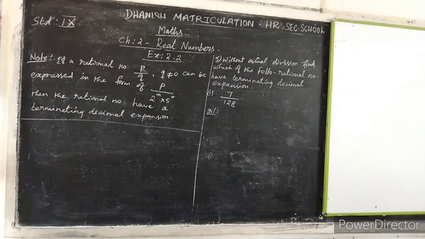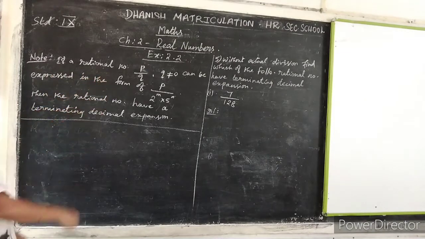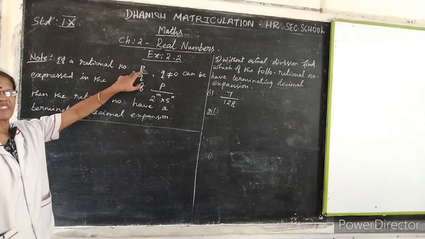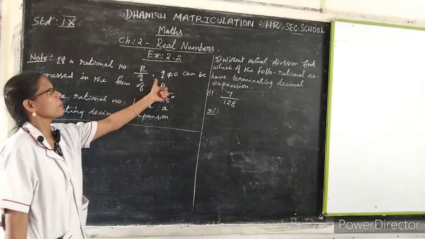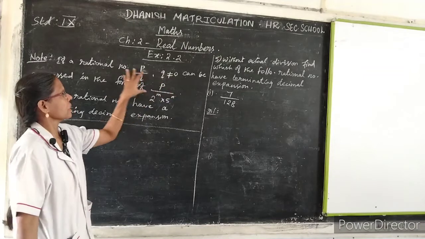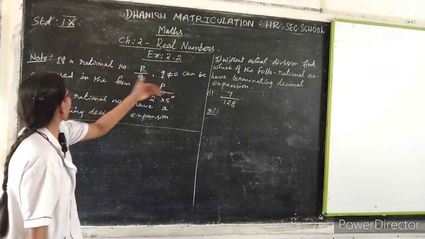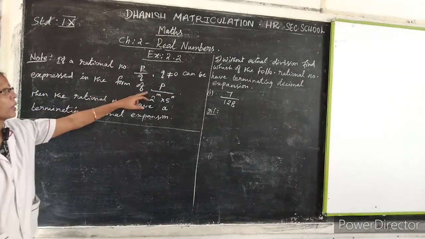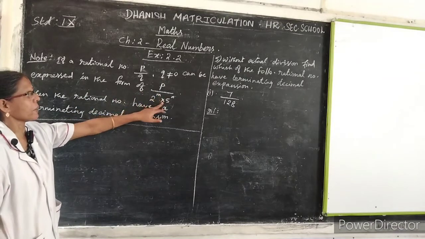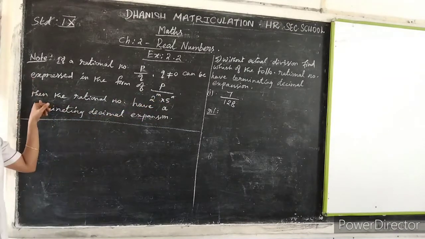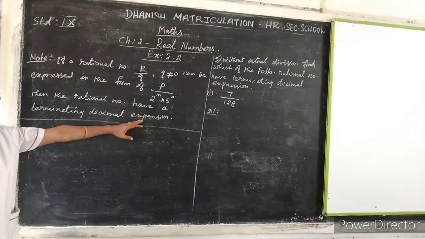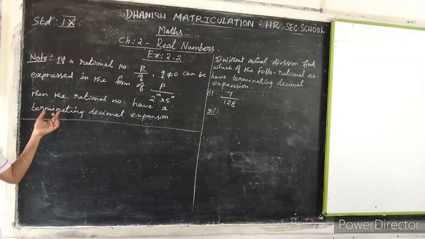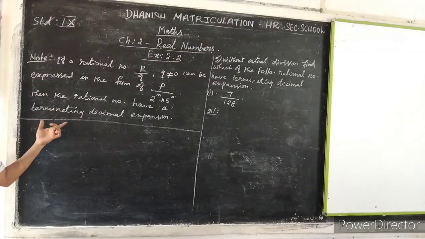Now, one important note: a rational number is nothing but a fraction. If a rational number p by q, where the denominator q is not equal to 0, can be expressed in the form of p divided by 2 power m into 5 power n, then the rational number has a terminating decimal expansion. Otherwise, the rational number has a non-terminating and recurring expansion.